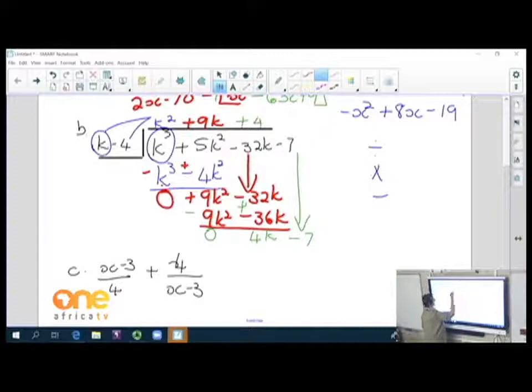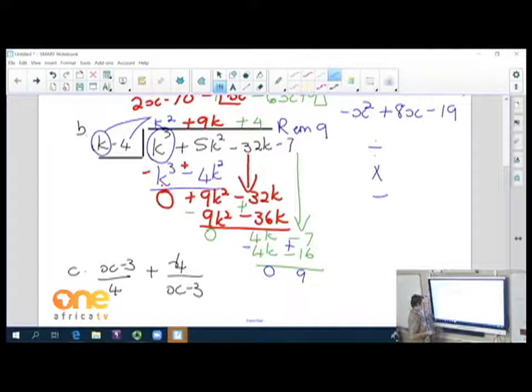Plus 4 times. Multiply. Then you have 4k minus 16. Still subtracting. Don't forget that. Change the second signs. This one eliminates. Negative 7 plus 16 is 9. So we have remainder 9. A remainder of 9 there.